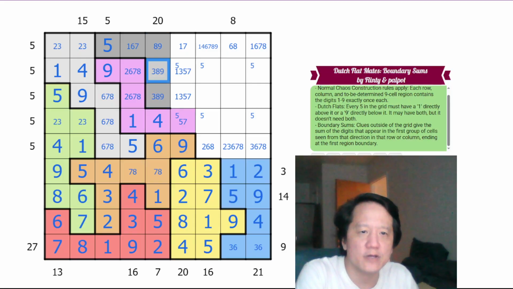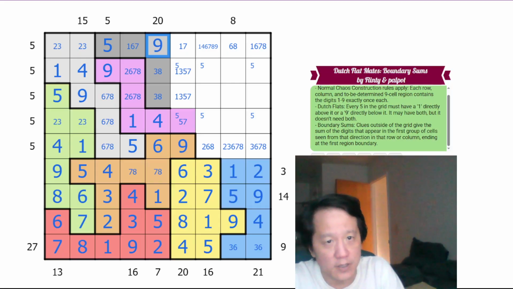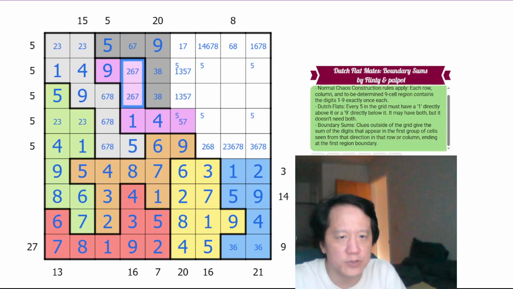So no 3 here, no 9 here, no 9 here. Where's the 9? It has to be here. That eliminates 9 in the rest of the row. This can't be 8 anymore. It's 7, which means this can't be 7. That's 8. That eliminates 8 in the rest of the row. 1 eliminates 1 here. So we're guaranteed a 2 in the pink region.